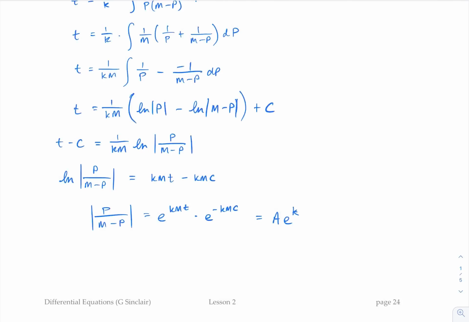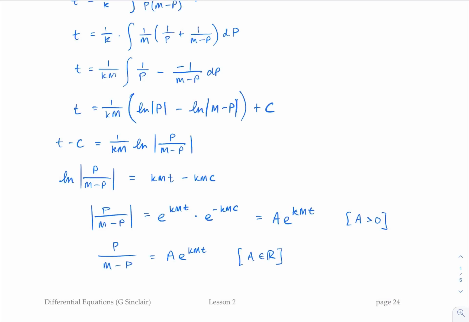Oops, not negative kmt. Right, so a is greater than 0 because it's e to the something. And now to get rid of the absolute value signs, this is nothing unusual now. Right, and so we've loosened the restriction on a. So a can be greater than 0 or a can be less than 0.